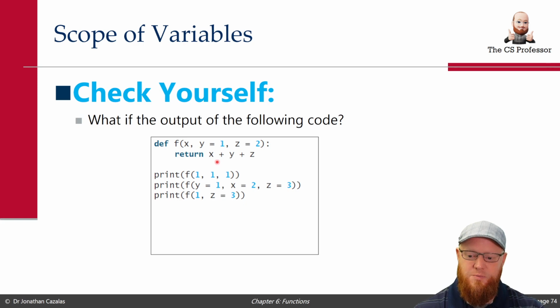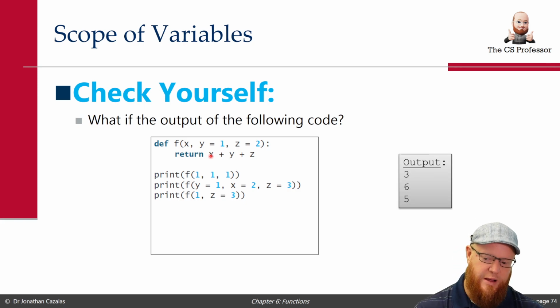So 1 is being sent to y, so nothing changes there. 2 is being sent to x, so now x has the value 2. And 3 is sent over to z, so z will not equal 2, the default value. Instead, it will equal 3. So we sent over the values 1, 2, and 3. Of course, you add them together, you get 6, which is correct.